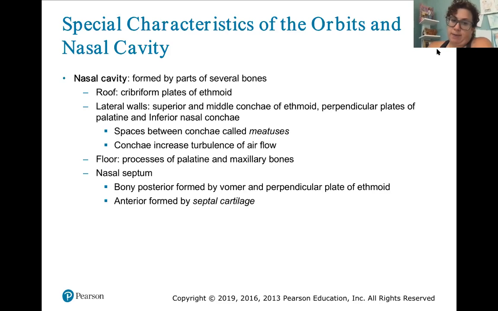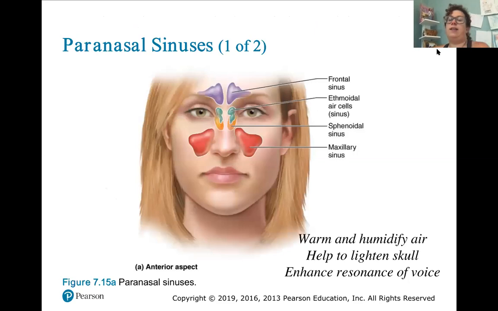And then you have the nasal septum. So we have the bony posterior part, which is made by the vomer and the ethmoid. And then the anterior part is that squishy part when you press on your nose and you move it around, that's septal cartilage. And then we have sinuses.